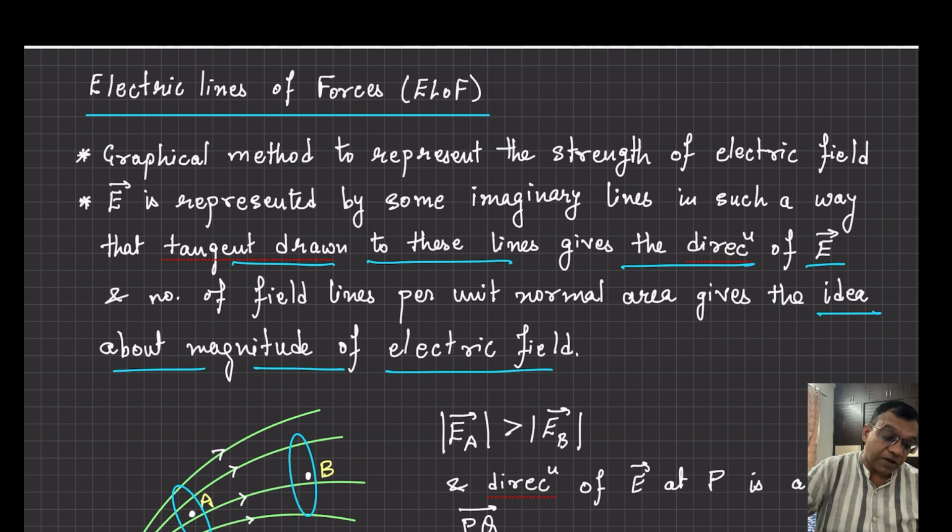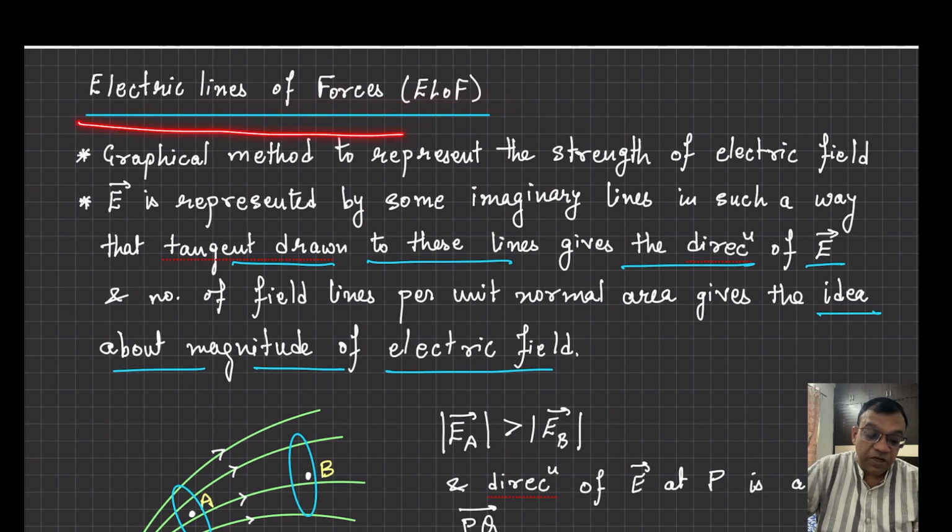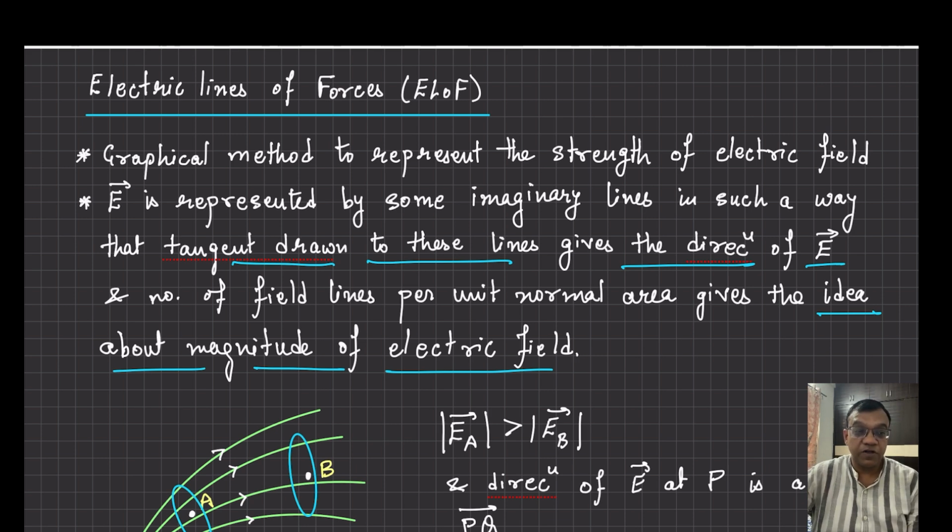Now what is this electric lines of force? That's what we are going to see here. Actually, the name itself is telling that these are some lines. Electric lines of forces means these are some lines which are representing the electric field. So we can say it is a graphical way to represent the electric field.